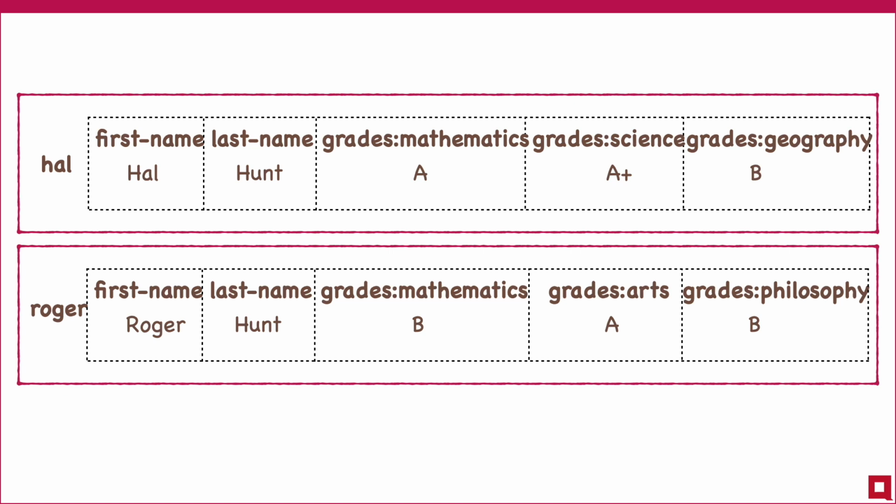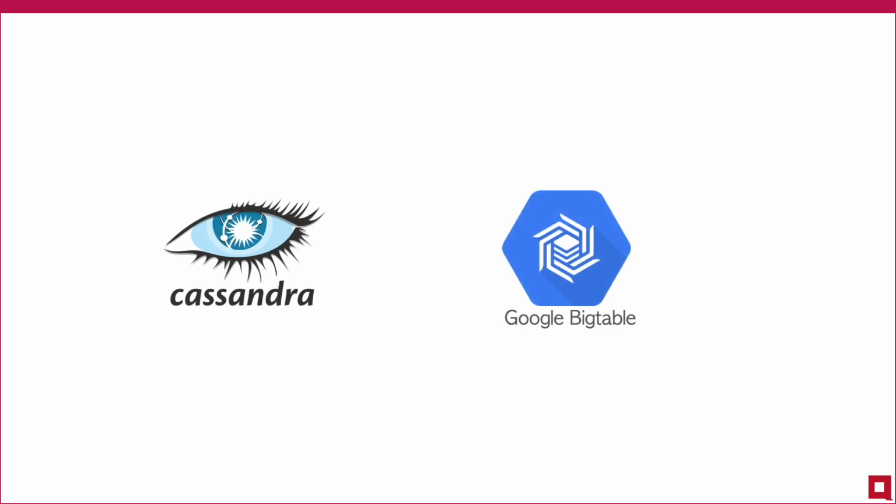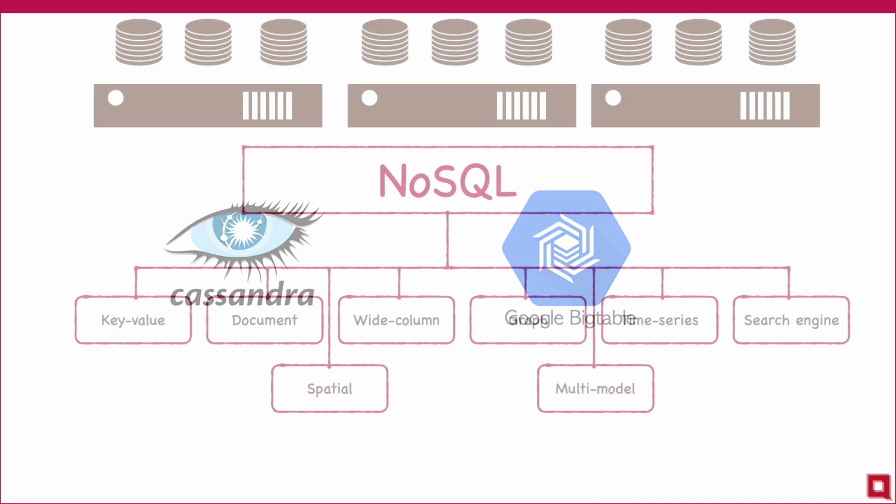Wide column databases do not support SQL, but some wide column databases support a query interface called CQL, Cassandra Query Language. While CQL looks somewhat similar to SQL, it does not support join operations. Apache Cassandra is an open-source wide-column database and Google Bigtable is a wide-column database offered as a service from GCP.